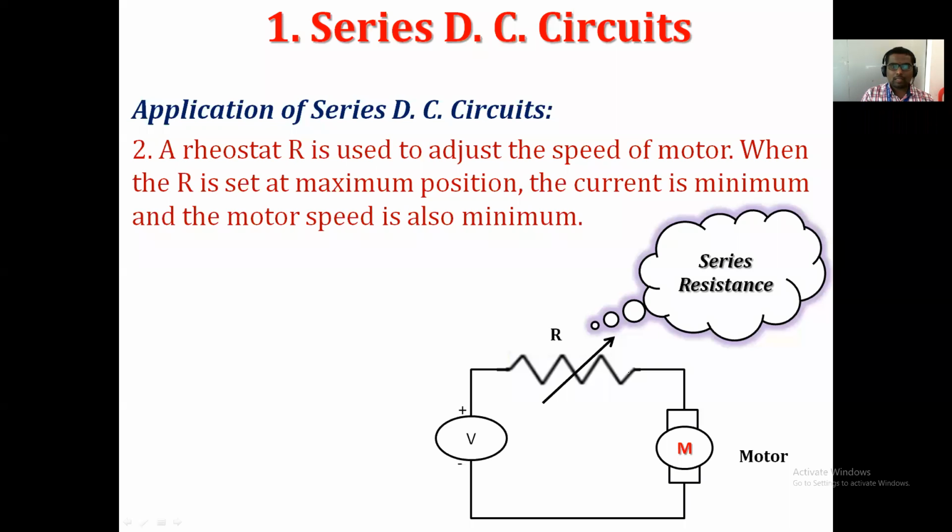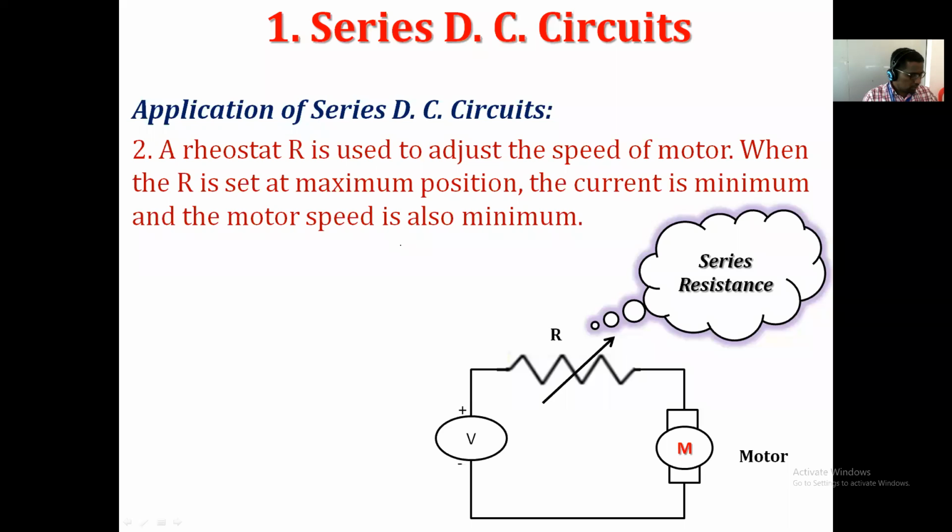Rheostat R, I have called it a rheostat, you can call it potentiometer, variable resistor. A rheostat R is used to adjust the speed of a motor. When R is set at maximum position, the current is minimum and the motor speed is also minimum, and vice versa. This is another one application of a series circuit. Are you clear my point?